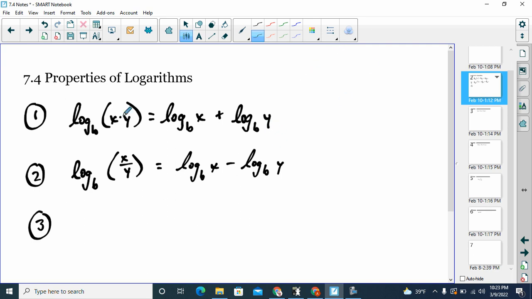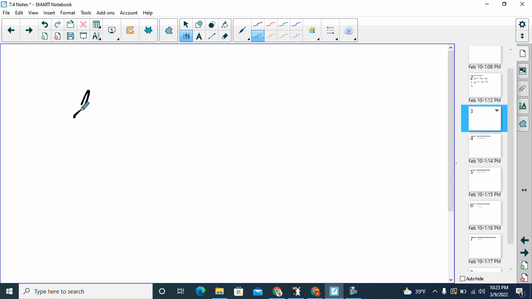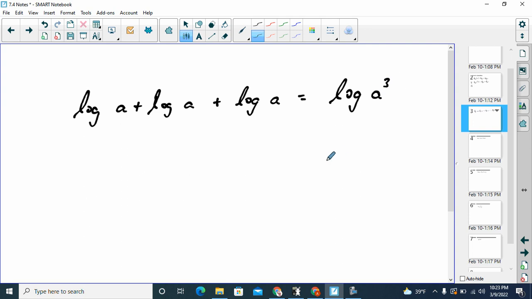And the third property, it's really an extension of the first one. Let's suppose I have log a plus log a plus log a. Using that first property, I could do a times a times a. So that's the same thing as log a to the third. Well, this is also 3 log a's.